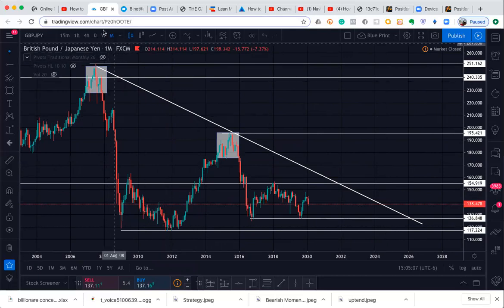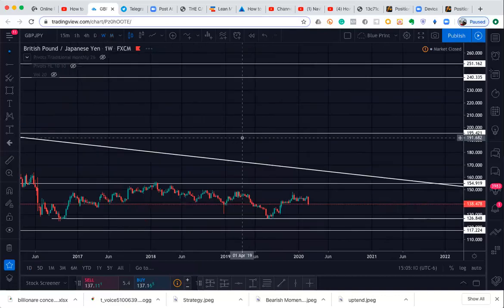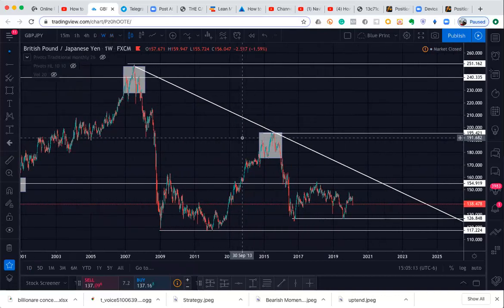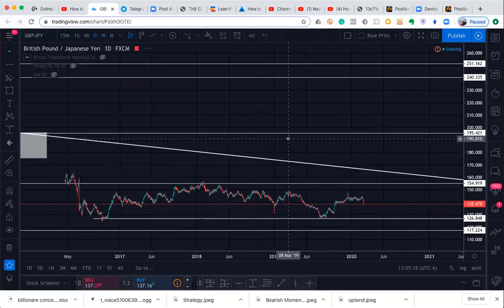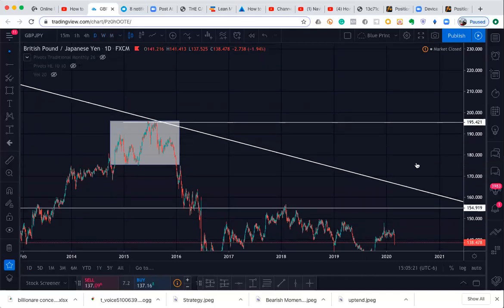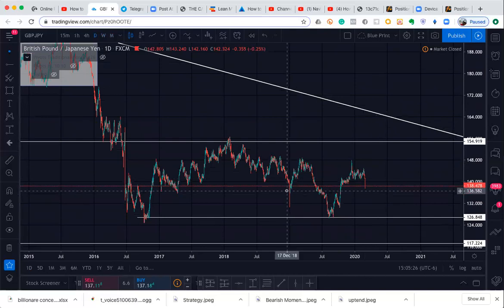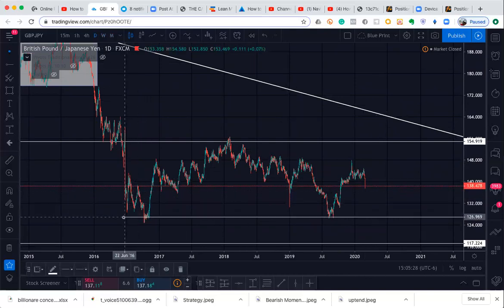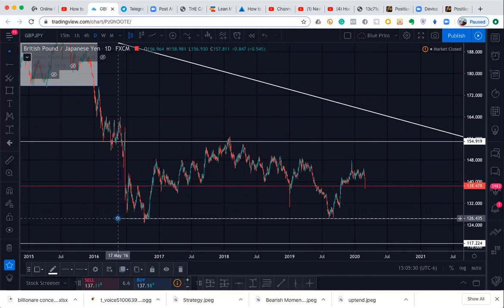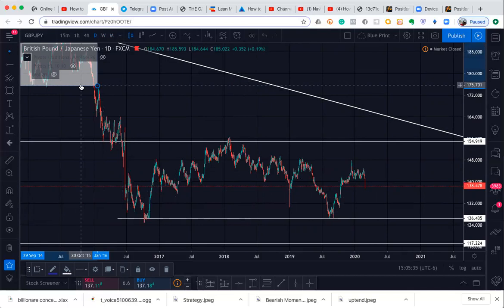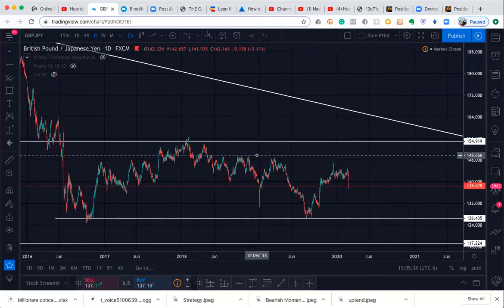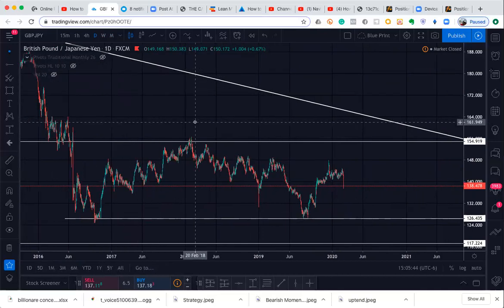Okay, so this is the monthly. This is the weekly. Still holding, doing the same thing. This is the daily. Still doing the same thing. The reason why we want to do the monthly is that the monthly is going to take precedence over any other time frame. Anything that I draw from the monthly is going to take precedence on any other time frame.